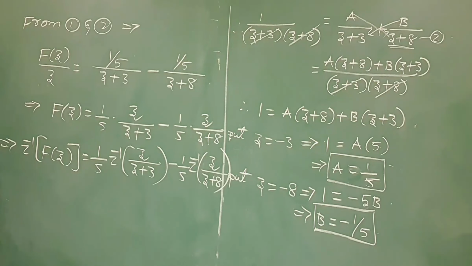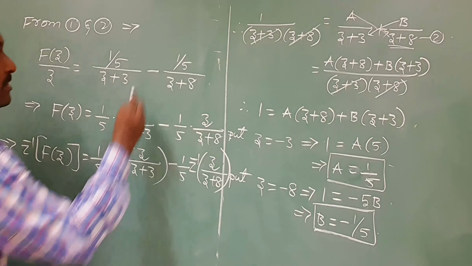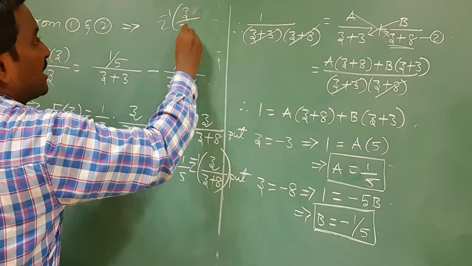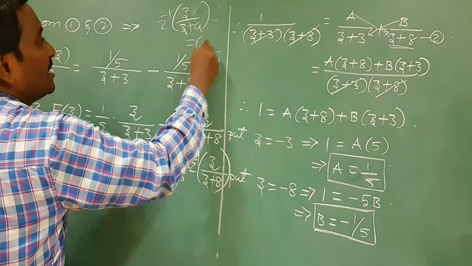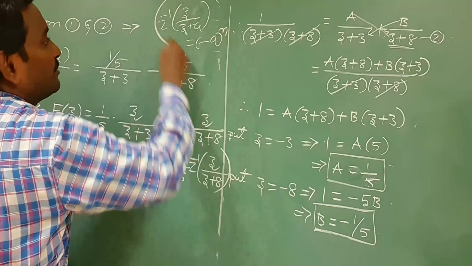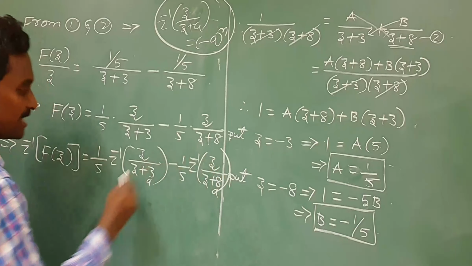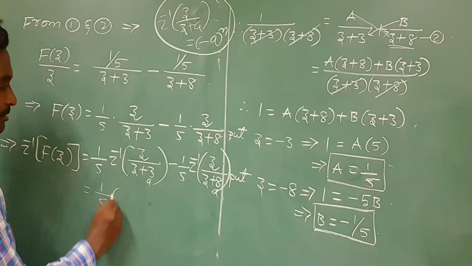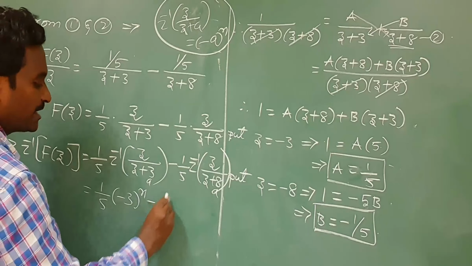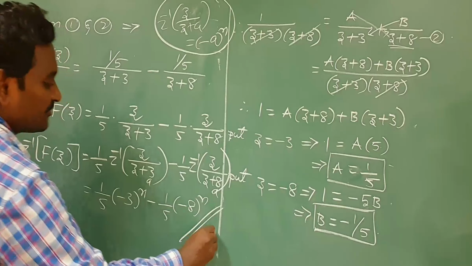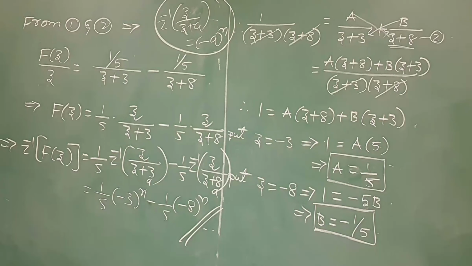Clearly we are observing that both parts are in the form of Z inverse of z by z plus a. The formula for this one I already discussed in earlier videos. According to this formula, here a is 3 and here a is 8. So 1 by 5 into minus 3 power n minus 1 by 5 into minus 8 whole power n. In this way we can find the inverse Z transform of the given function. F of z is nothing but the given function.